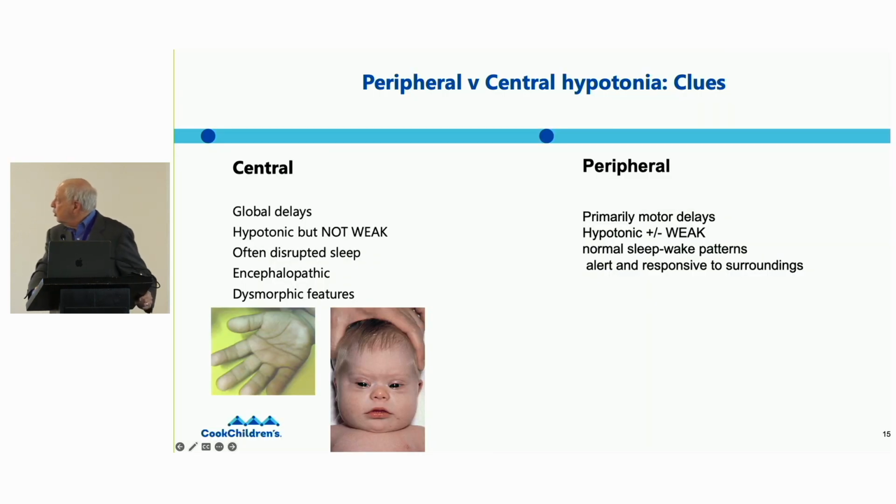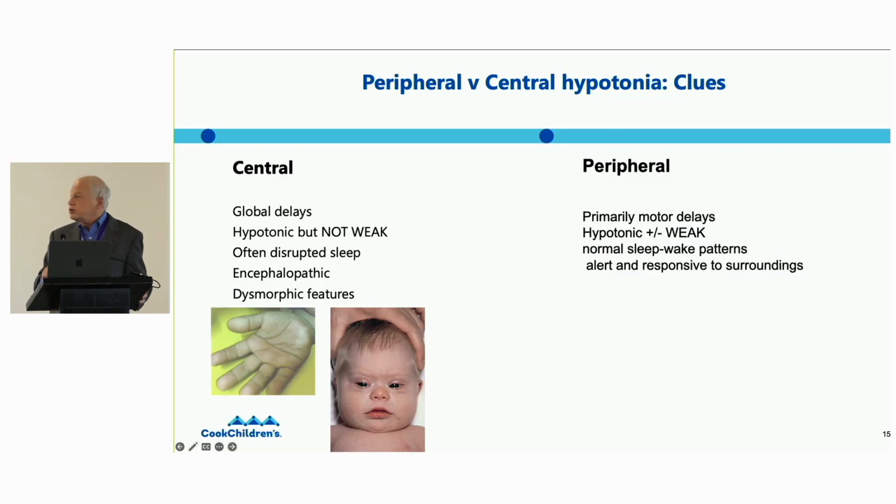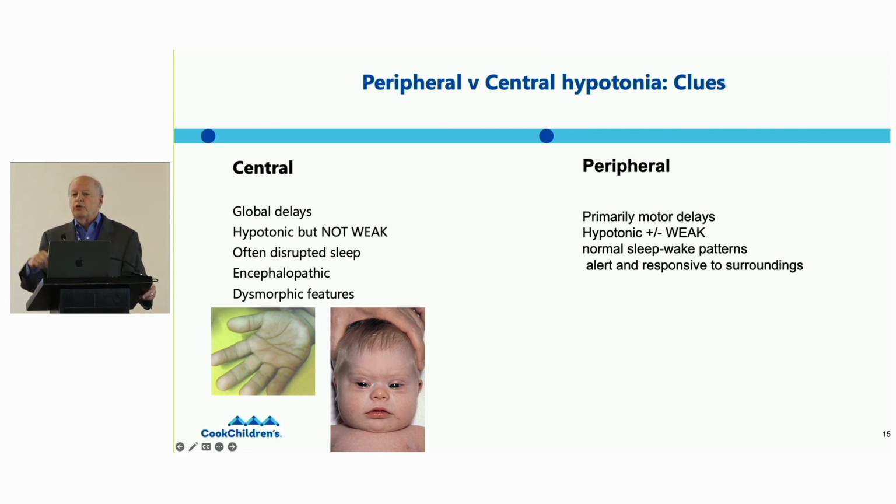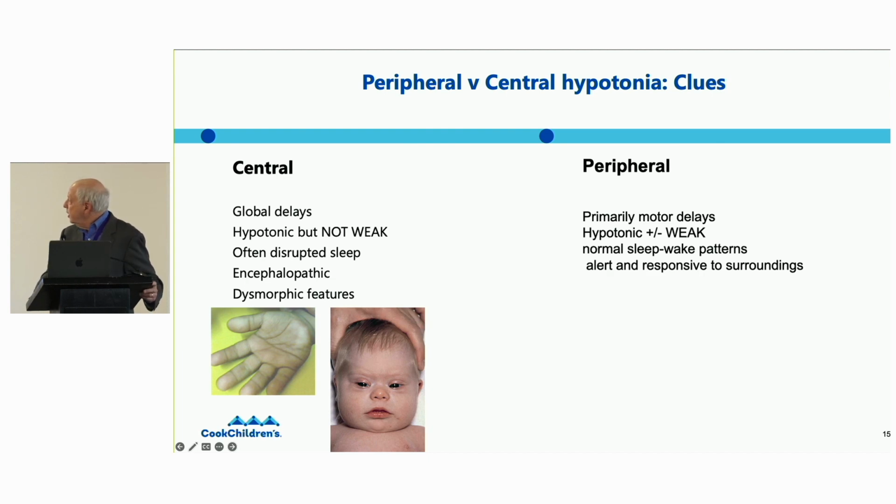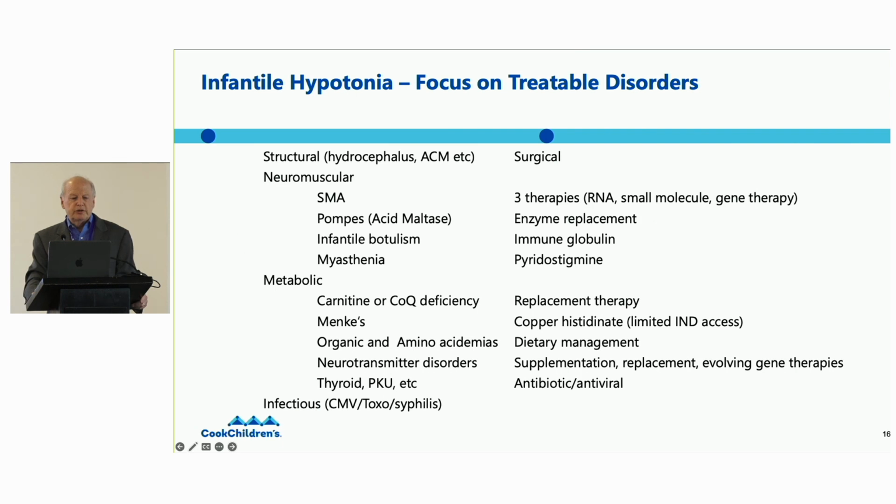Okay, so again, this is just to summarize. Central things: global developmental delay, hypotonic but not weak, often disrupted sleep, encephalopathic and dysmorphic features. And peripheral: you're usually weak along with being hypotonic, although not always, as we saw with the youngster with the collagen disorder. They have normal sleep patterns for children, and usually they're alert, they're not encephalopathic, and they have normal language development.